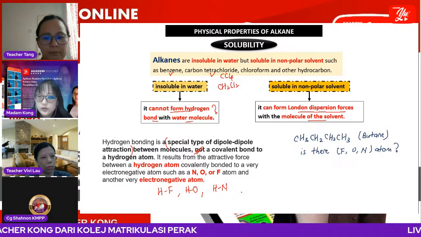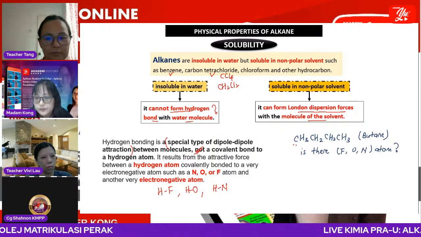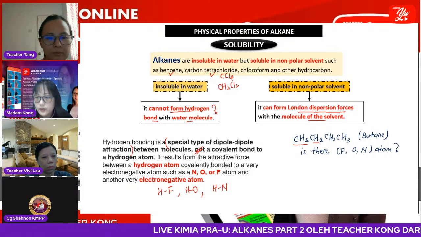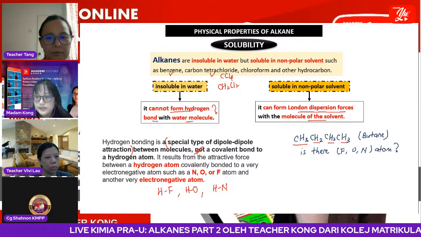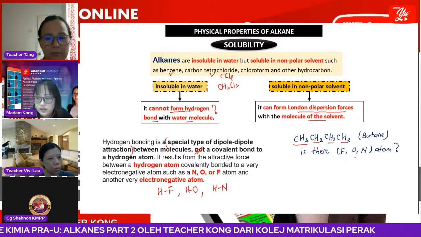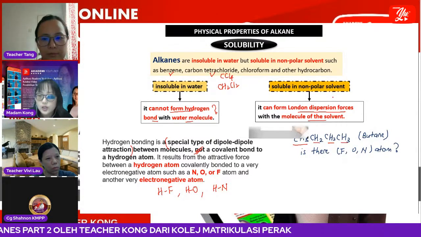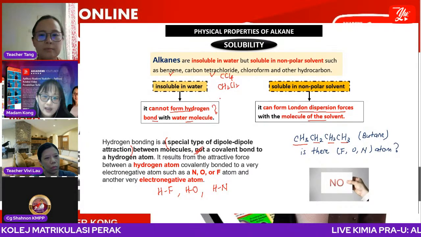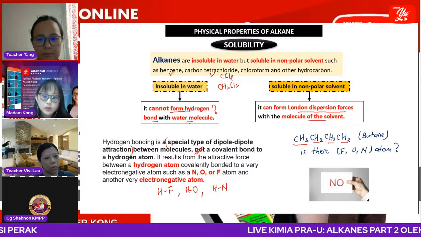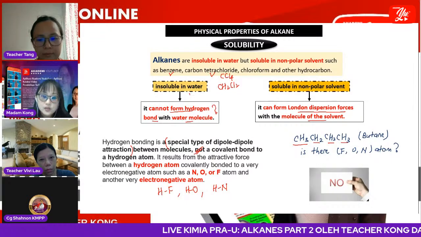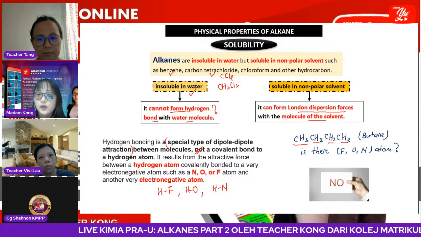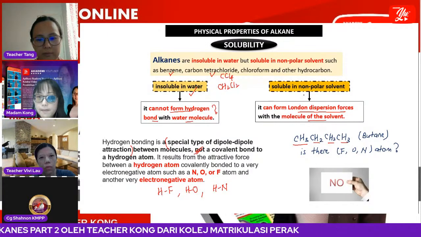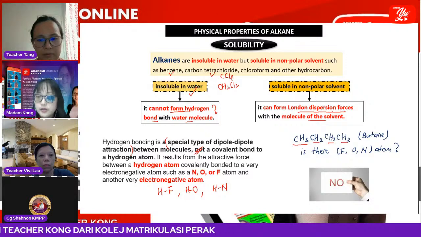So if you check the hydrocarbon, we look at butane, CH3, C attached with H, C attached with H. Is there any fluorine, oxygen, or nitrogen atom? The answer is no. So meaning that hydrocarbon, alkane, cannot form hydrogen bond with water. So it is insoluble in water. For alkane, it can dissolve in non-polar solvent because it can form London dispersion forces.